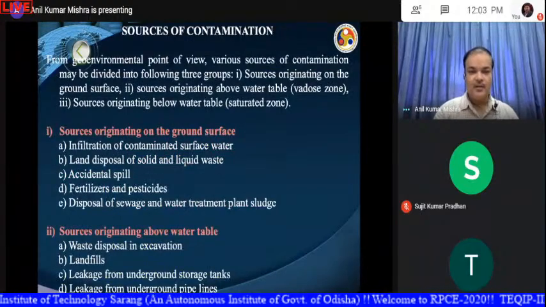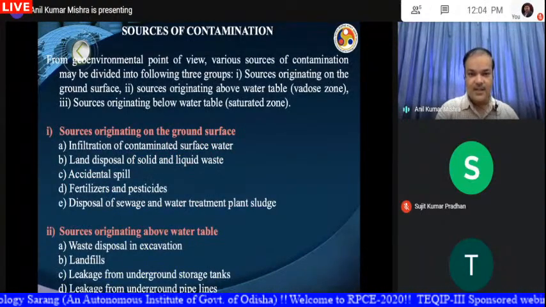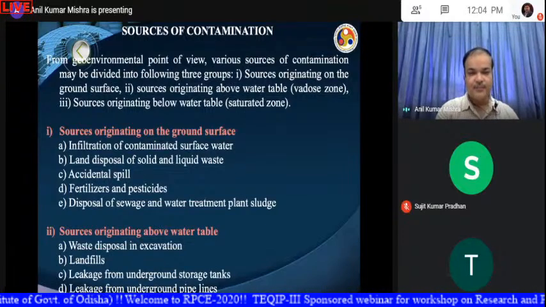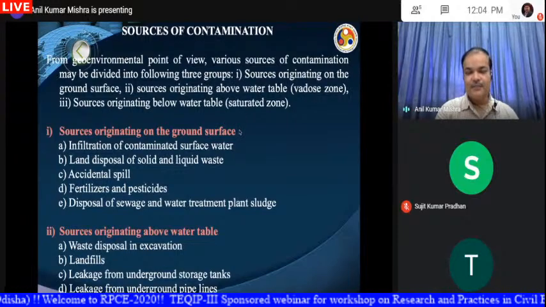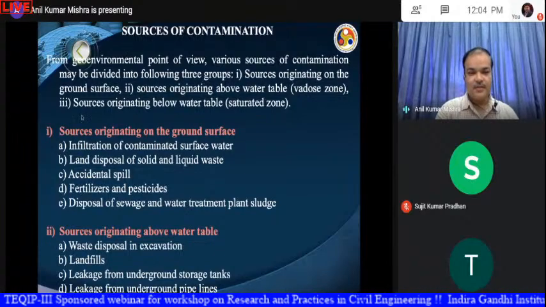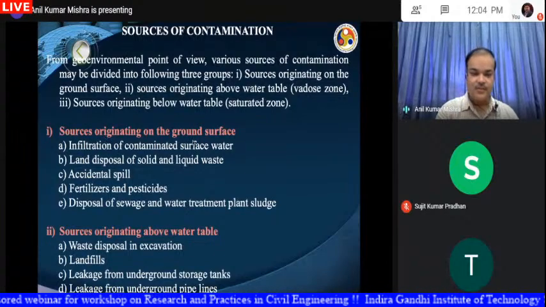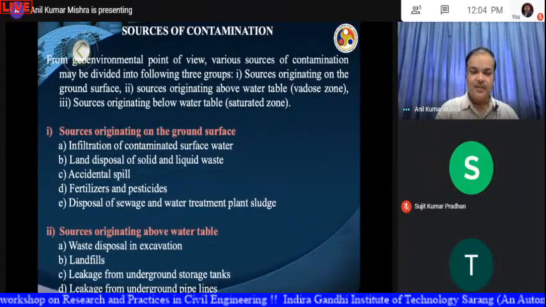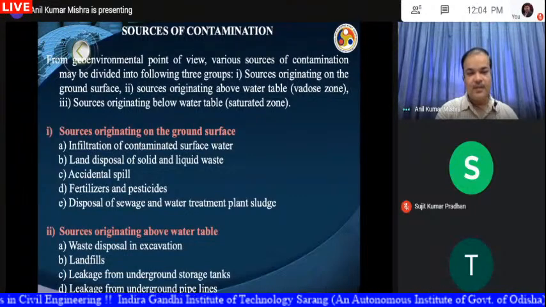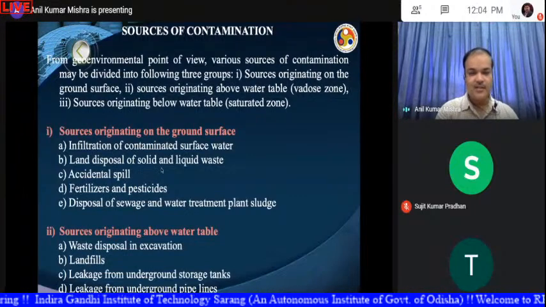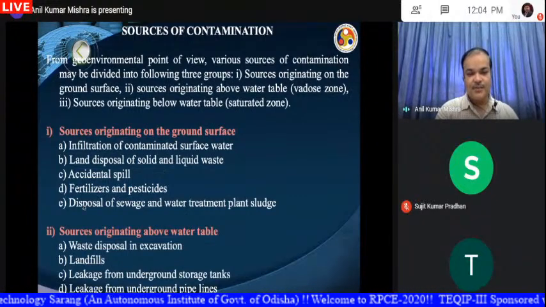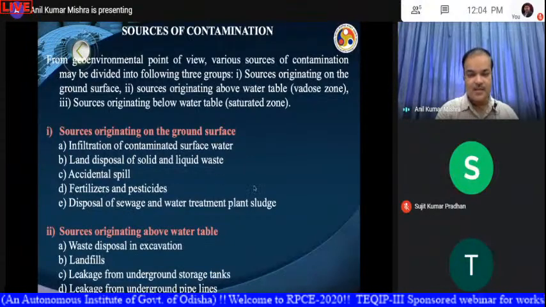Before starting our remediation techniques, we need to be sure what the different contaminants are and how these are contaminating our ground resource. So first one is sources originating on the ground surface. The contaminant can originate on the ground surface, for example, infiltration of contaminated surface water, accidental spill of some chemicals, spreading of fertilizer and pesticides, disposal of sewage and water treatment plant sludge.